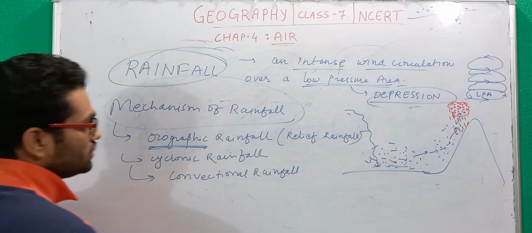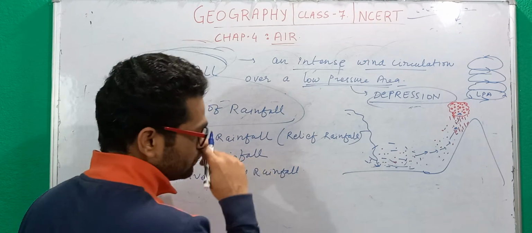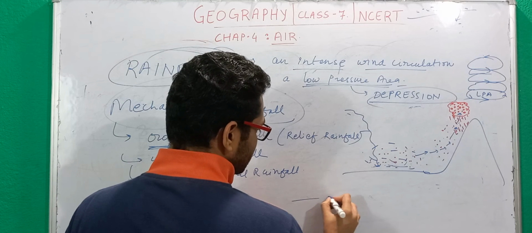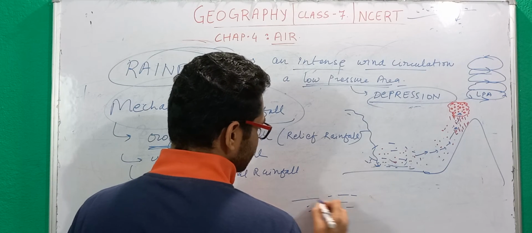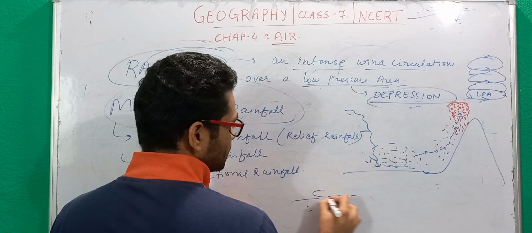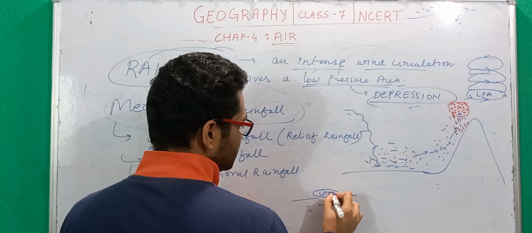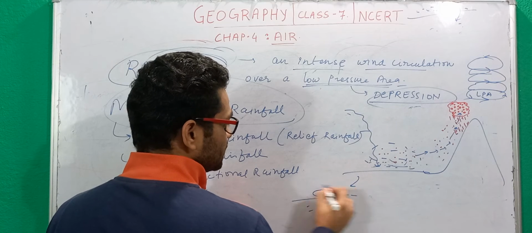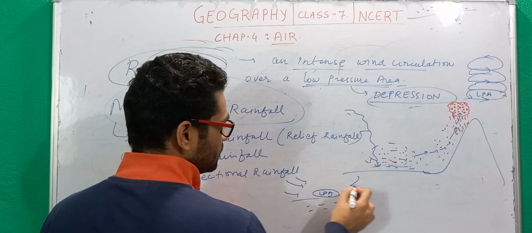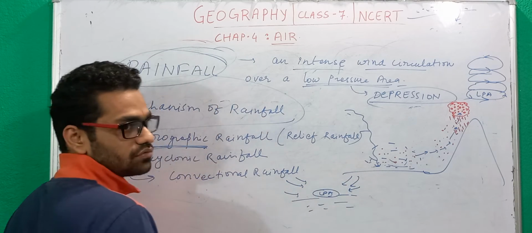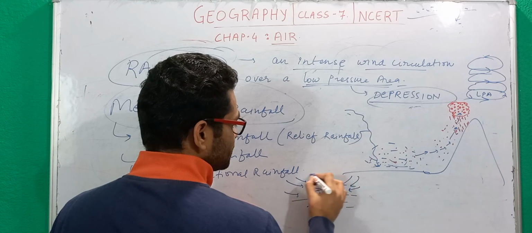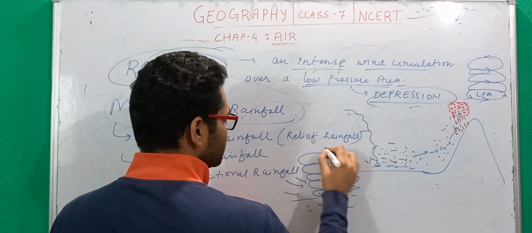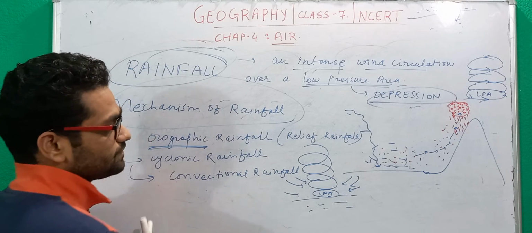Now you have cyclonic rainfall. The basic idea behind cyclonic rainfall is that at sea, when the temperature of the sea surface increases, you will find that there is a creation of a low pressure area, and because of the low pressure area, the wind around this area will rush into this part and it will start circulating in this fashion in a west to east direction.